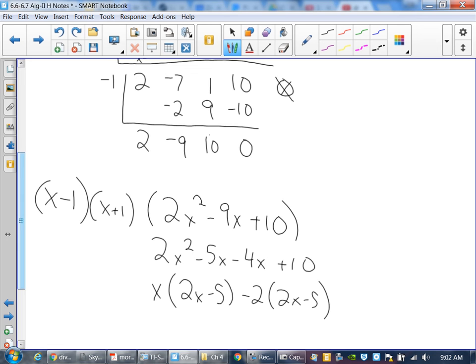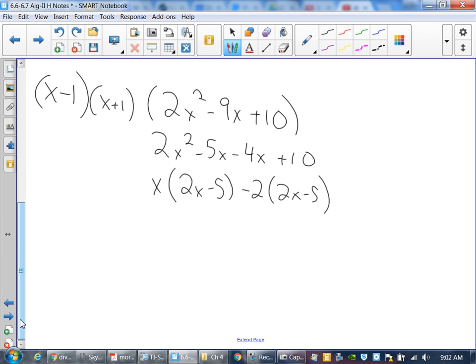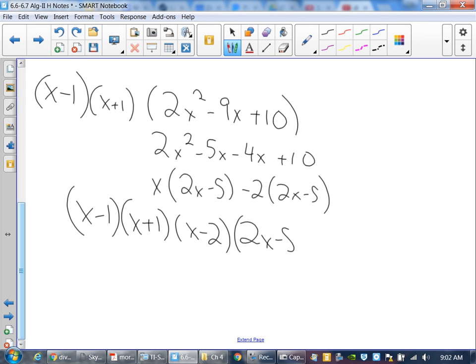We also now know that 5 halves was a 0. So now we're at x minus 1, x plus 1, x minus 2, and 2x minus 5. Those are my 4 terms, which gives me my 4 zeros of 1, -1, 2, and 5 halves.